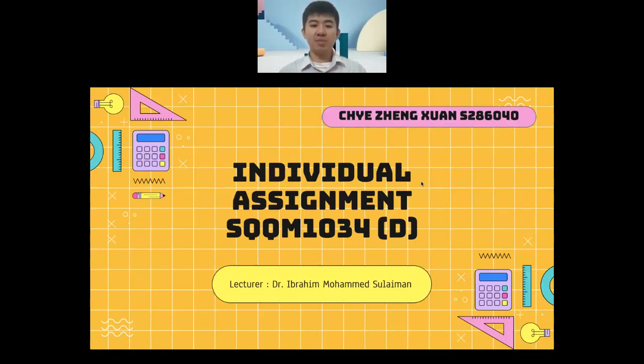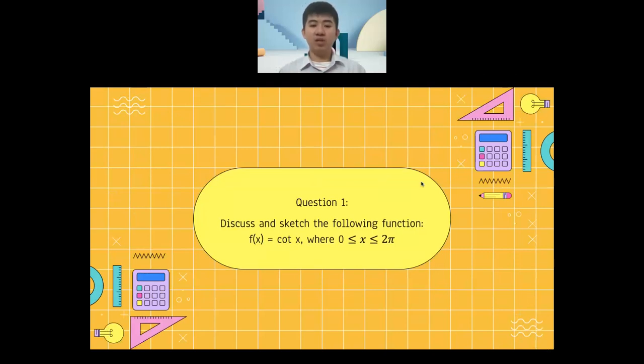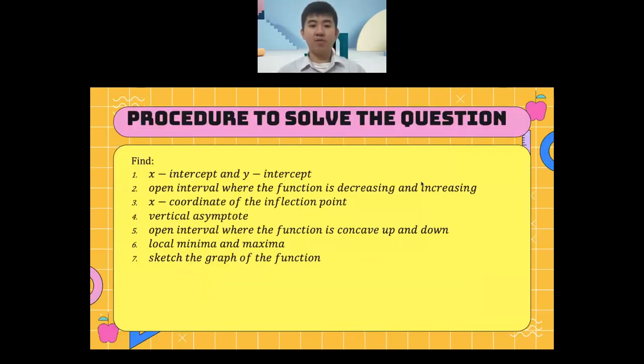Today I would like to discuss how I solved Question 1 of my individual assignment for Calculus 1. The question is to discuss and sketch the function f(x) = cot x, where the interval is between 0 and 2π. For solving the question, there are 7 steps to do.